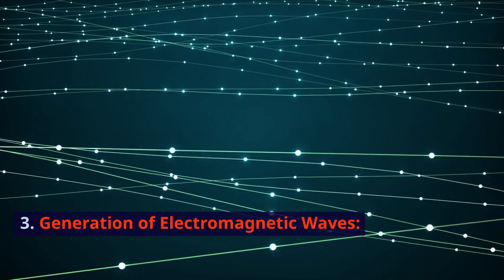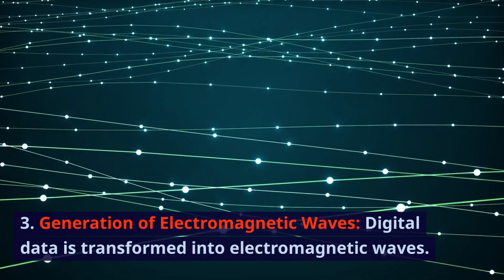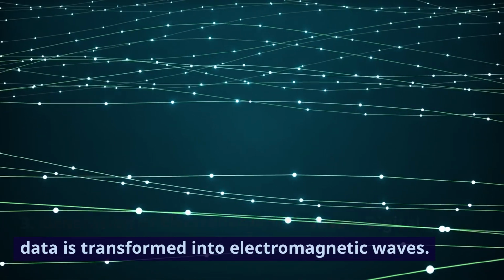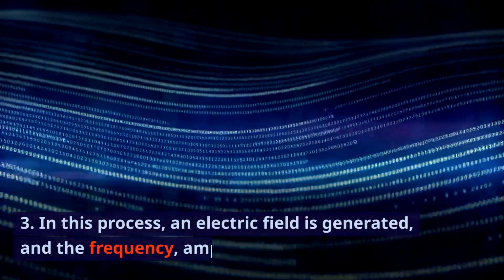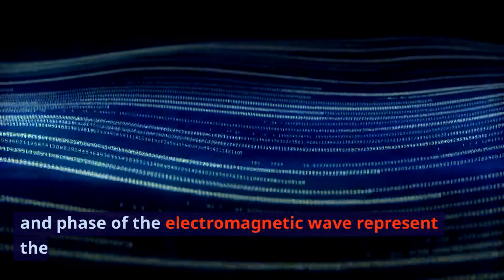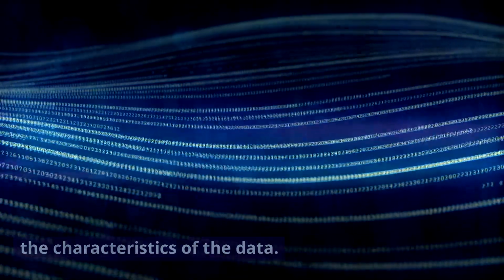3. Generation of electromagnetic waves. Digital data is transformed into electromagnetic waves. In this process, an electric field is generated, and the frequency, amplitude, and phase of the electromagnetic wave represent the characteristics of the data.